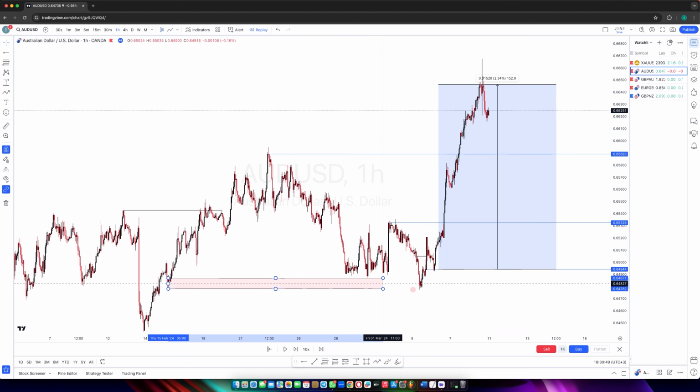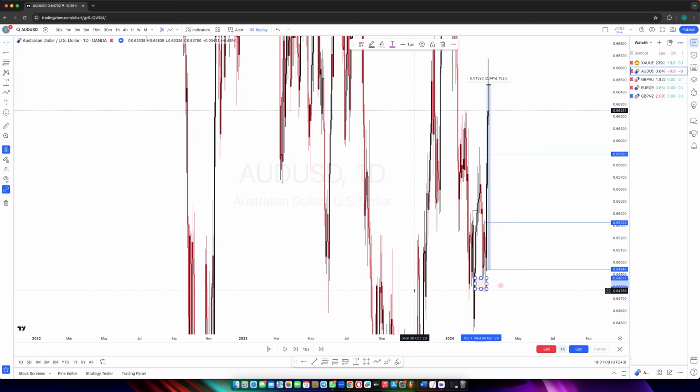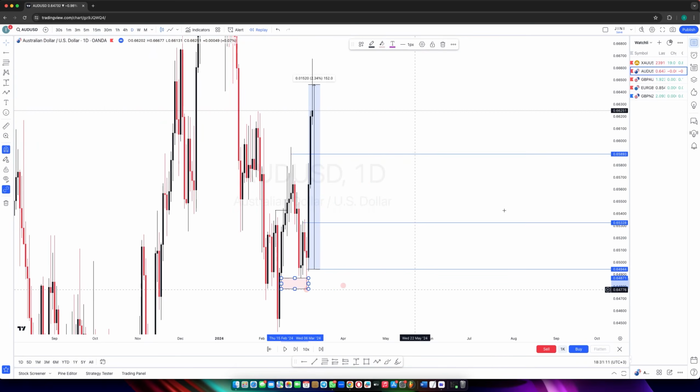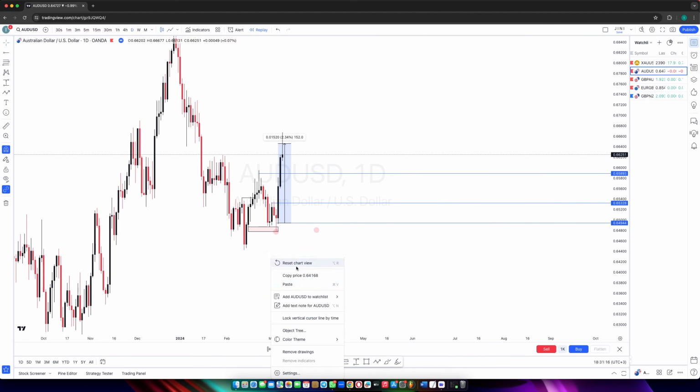First, we just wait for the market to react at that zone, and after they react, we just want to see if the market changes the character. After the change of character, and then the market gives us the formation, we will use that formation as the entry. That was the first entry that we took in this AUDUSD pair.